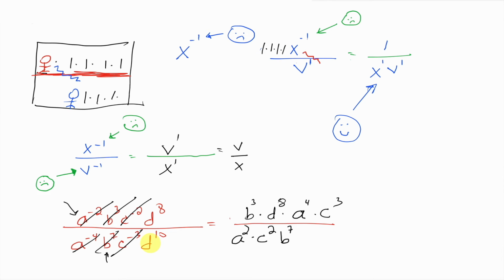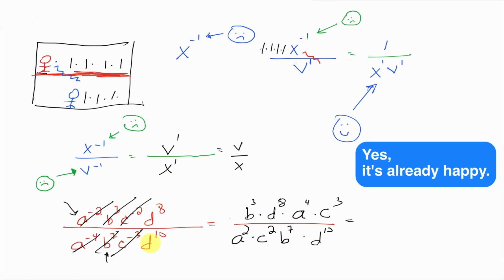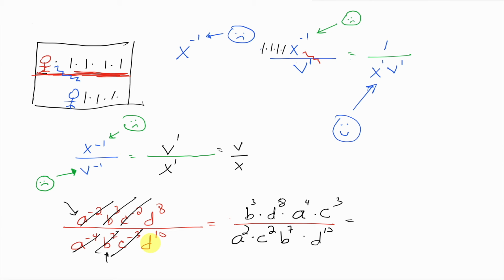And is D happy? All right, once you've done that, all you gotta do now is put them in alphabetical order. So how many A's do we have on top? Okay, so A to the power of 4. All right, so I took care of that. And then B to the 3rd and C to the 3rd, D to the 8. And then over A squared, C squared, B to the 7th, and D to the 10th.